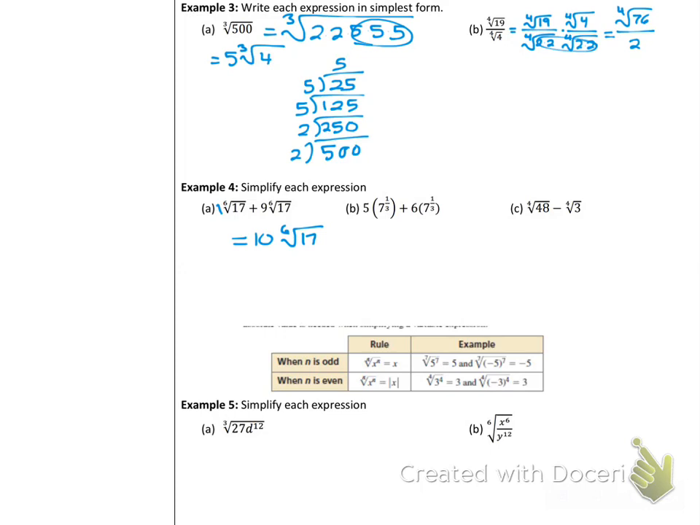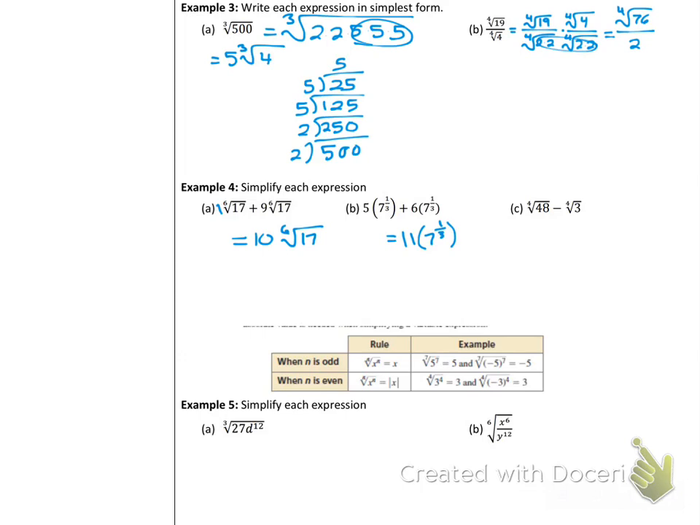The same thing happens in part B. They're both 7 to the 1/3 power. I have 5 of them, and I'm adding 6 of them. Well, 5 plus 6 is just 11 times 7 to the 1/3 power. And we're not going to distribute that or anything. We're just going to leave it like that.